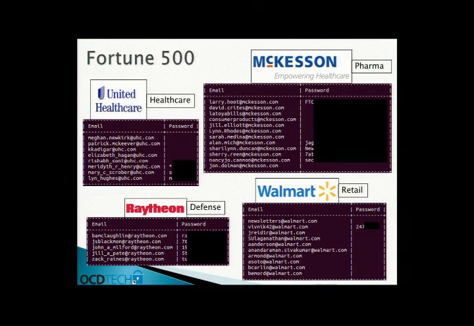I tried to take a breadth over depth approach with these examples, trying to show that large companies are affected by this just as a result of the number of users that they have. So the more users that you have, the more email addresses you have in Exchange, the more users are spreading that information out over the internet, and the more opportunities you have for password reuse. So United Healthcare, that's the largest healthcare provider in the United States. We have credentials that are potentially valid in that environment. Pharmaceutical, McKesson, the same story. From the defense sector, we pulled out Raytheon. Got a couple passwords for them. And then in the retail space, we pulled out Walmart. A single password for them as well.